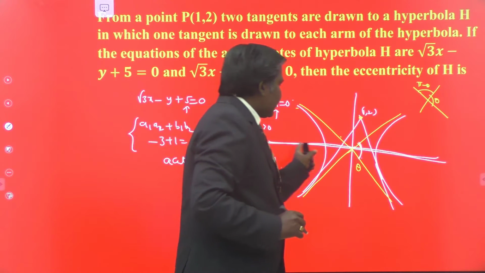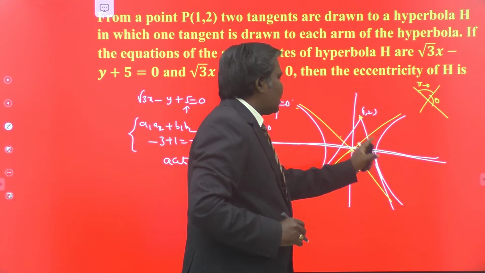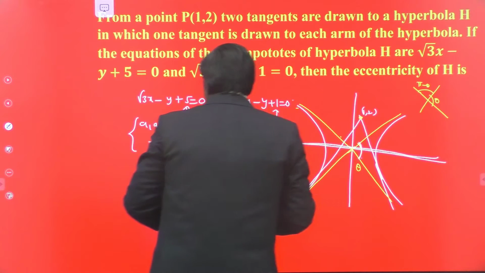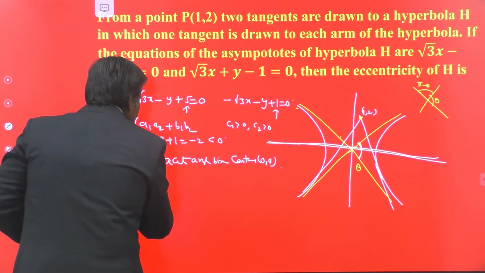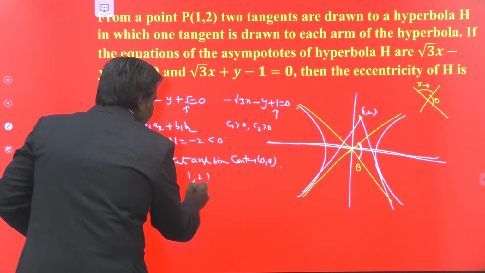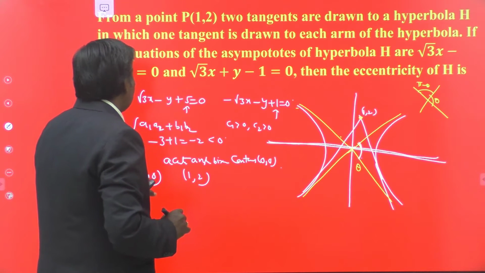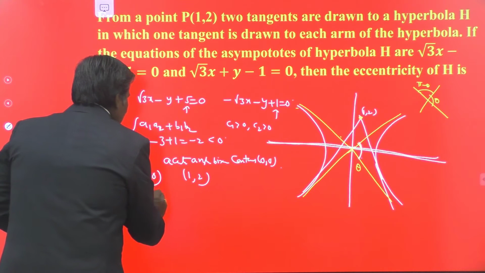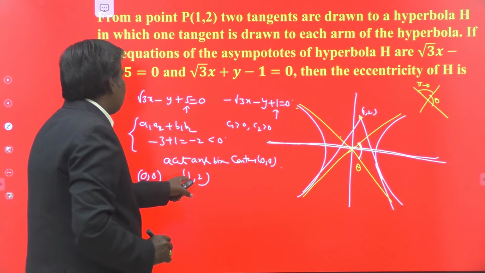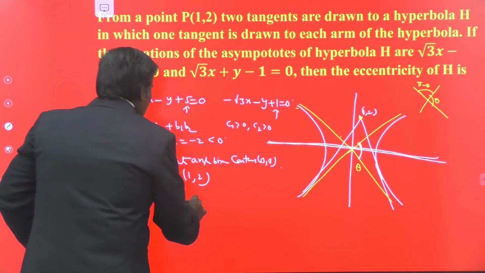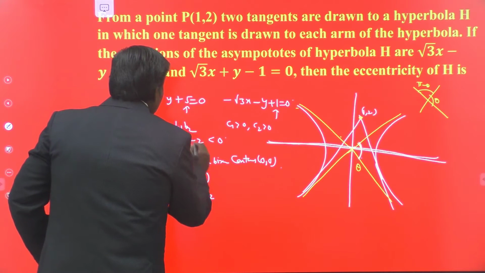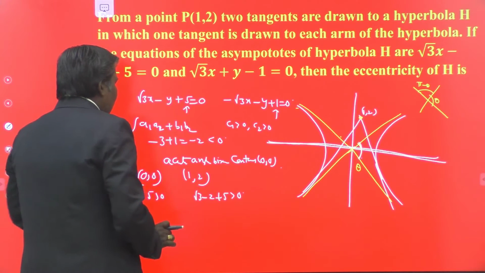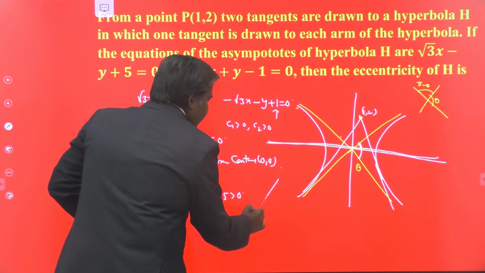Now let us check whether our bisector contains the origin or not. This is the point 1 comma 2, and this is the origin. When you substitute the origin in the first equation, we have positive, 5 greater than 0. Substitute 1 comma 2 here: root 3 minus 2 plus 5. This is also positive. So both are on the same side of the line L1.